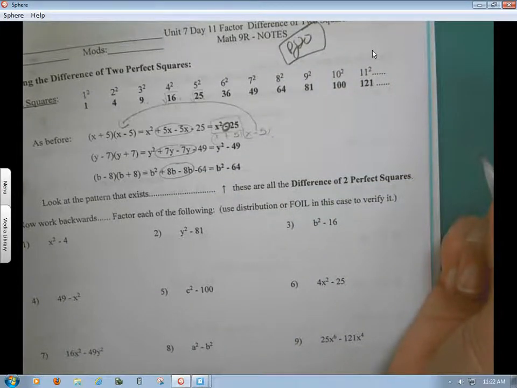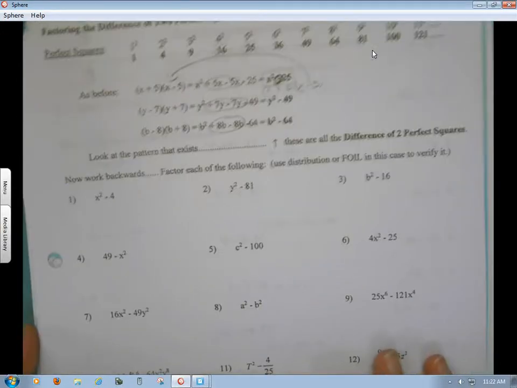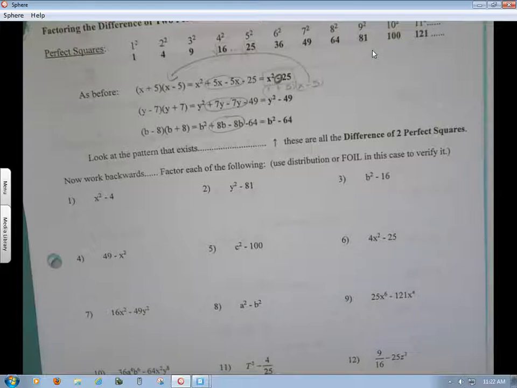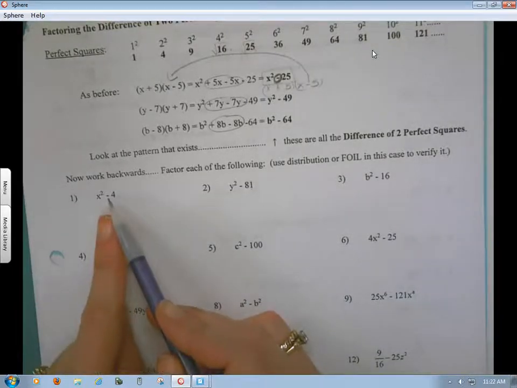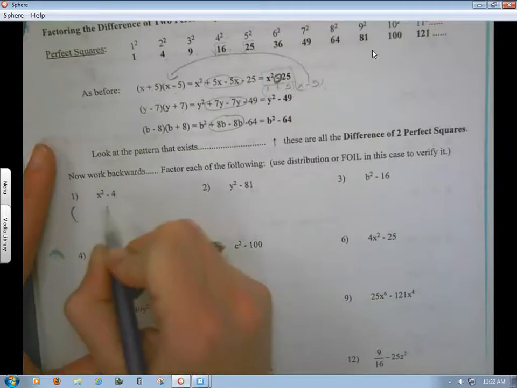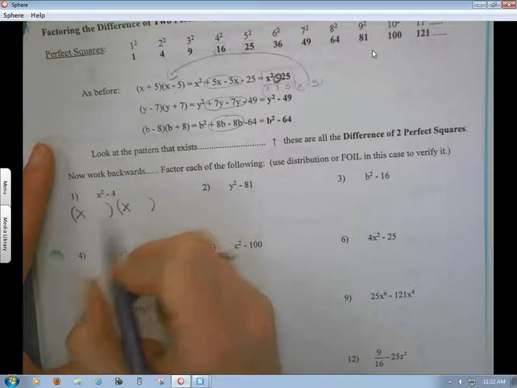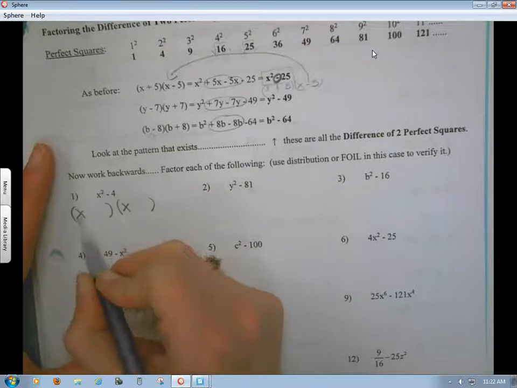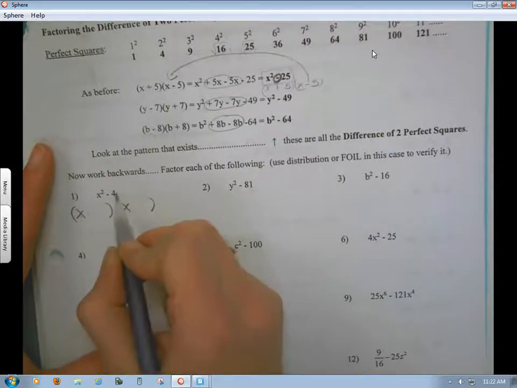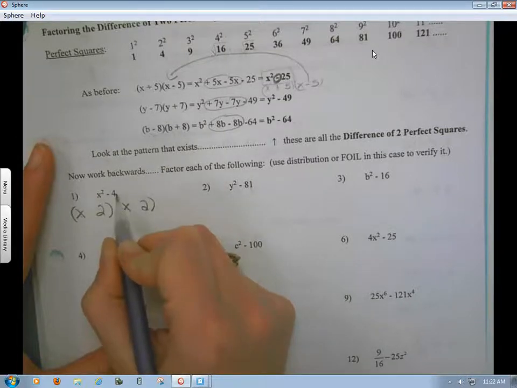So let's just try it. The first thing you have to ask yourself is, do you have the difference of two squares? Yes, it's a difference. Now let's see if they're two perfect squares. Yes, they are. So you know it's going to factor into x and x. The square root of x squared is x, or x times x is x squared. The square root of 4 is 2, or 2 times 2 is 4. And then one of each sign.